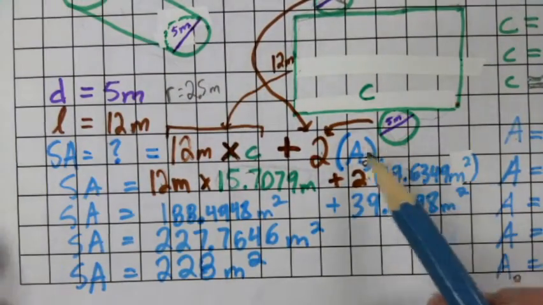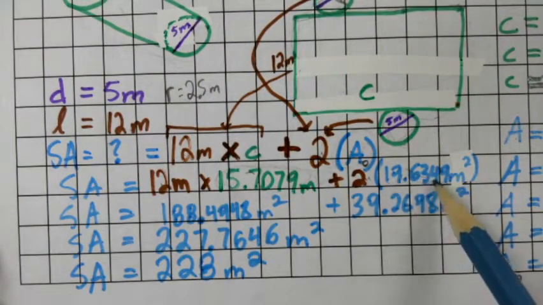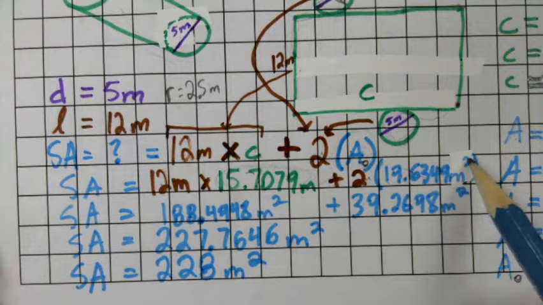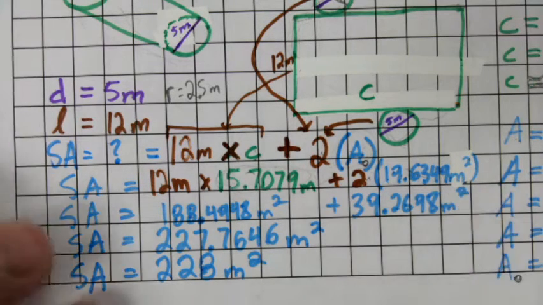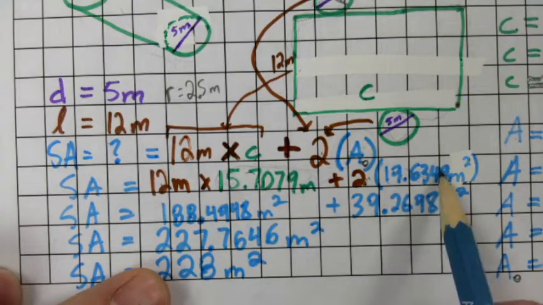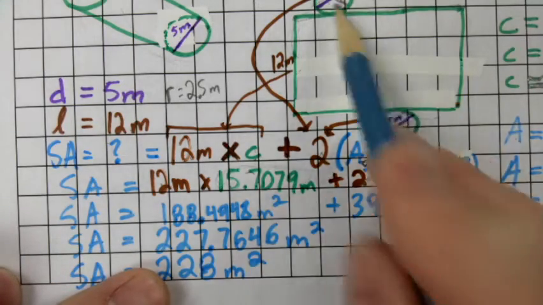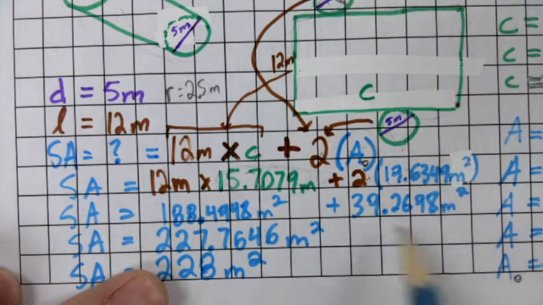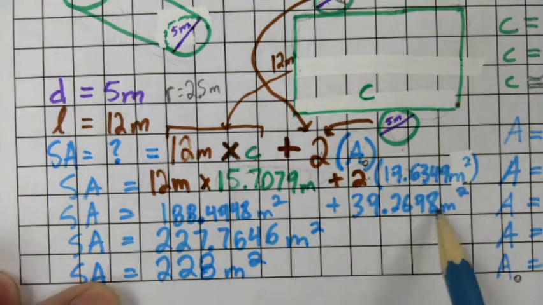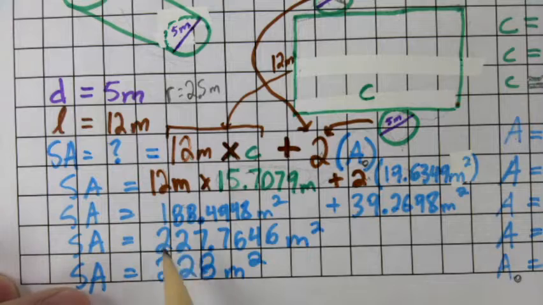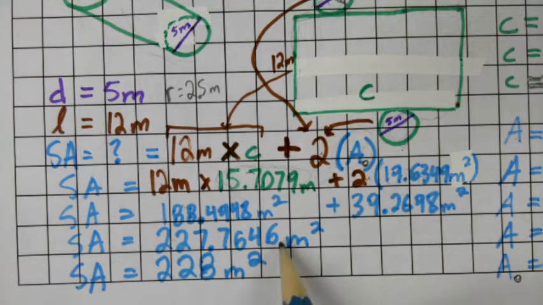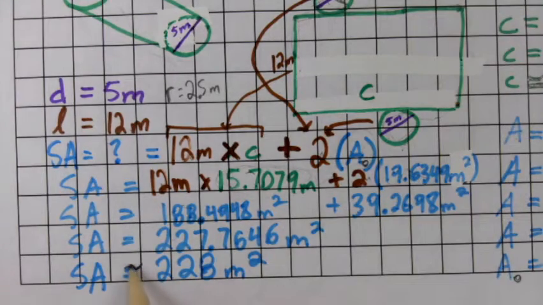And so then, now that we have the area, we can throw it into this formula. Area is 19.6349 meters squared. Which 2 times that, because we have 2 circles, we need to multiply it by 2, is 39.2698, and then we're going to add all these up, and we're going to get 227.7646, and that's approximately equal, I made a little mistake there, approximately equal to 228 meters squared.